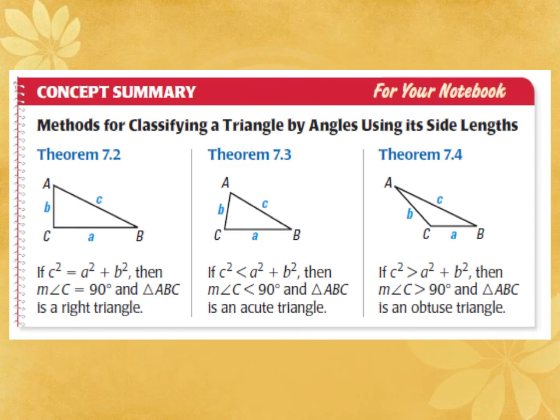This is just everything we talked about in one screen. So you're classifying a triangle using these 3 sides. The longest side is always first. If it's equal to the sum of the other 2 squares, then it's right. So equal is right. If C is less than, it's acute. And if C is greater than, it's obtuse.